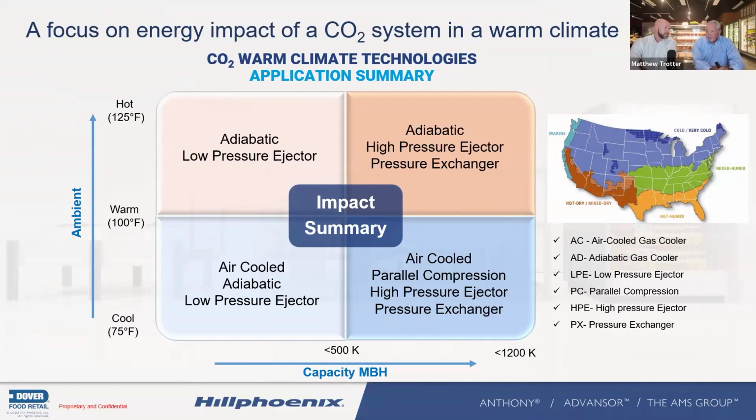Well, I think the whole myth of CO2 is that equator line, the Mason-Dixon line. Yes, it gets hotter below it and cooler above it, but that doesn't mean you can't do CO2 below it. It just means you have to handle it differently. You have to look at a different strategy based on the capacity, your conditions and your ambient.